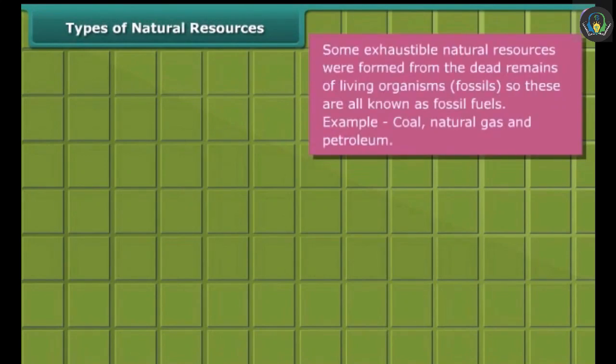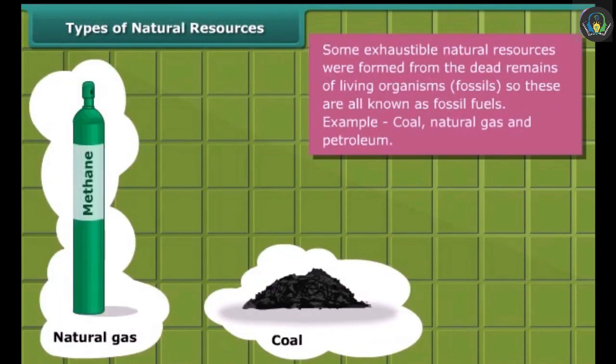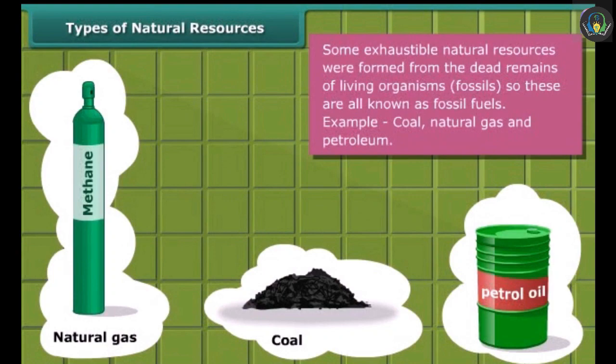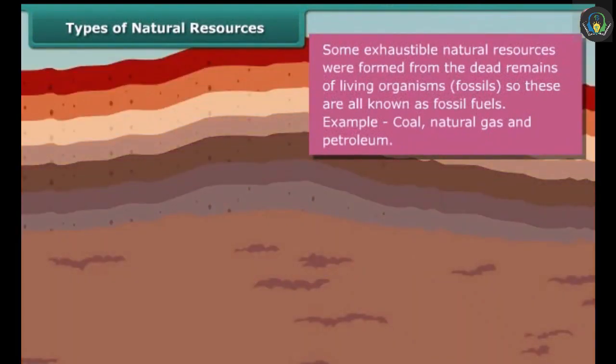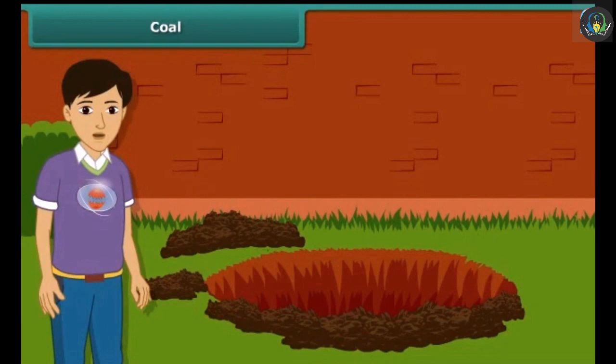Do you know that some exhaustible natural resources were formed from the dead remains of living organisms, namely fossils? Hence, they are also known as fossil fuels. So, coal, petroleum and natural gas are fossil fuels. So, let's study coal in detail.